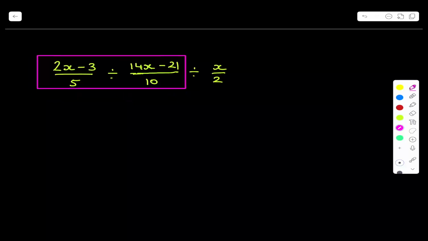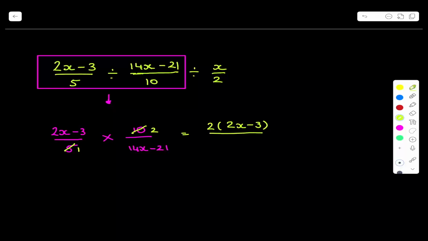And in order to divide fractions, you just flip the second fraction around and the symbol becomes a multiplication. So we're still left with 2x minus 3 on 5 as my first fraction, multiplied by, and we flip the second fraction around, so it will become 10 on 14x minus 21. And the 5 and the 10 could simplify. So just 1 and 2. So my numerator is just 2 times 2x minus 3. My denominator is 14x minus 21.